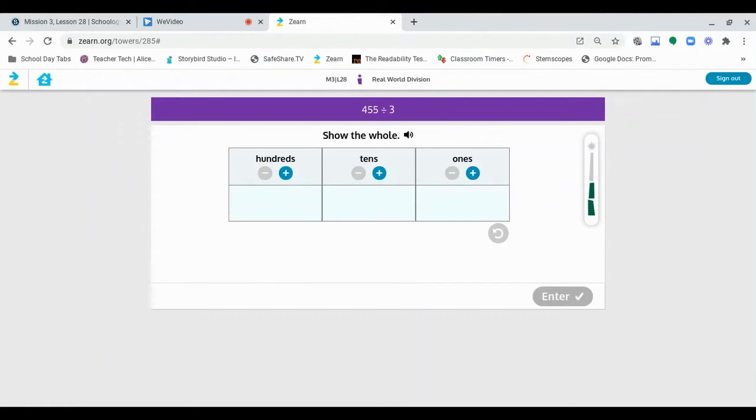So this is from the Tower of Power for this lesson, and yours will probably look something similar. It will be different numbers, but something similar. So we have 455 divided by 3. Let's start off by showing the whole. What's our whole here? Our whole is 455. So I have to represent that. How many hundreds are in 455? There's 4. How many tens? There's 5. How many ones? It's 5.